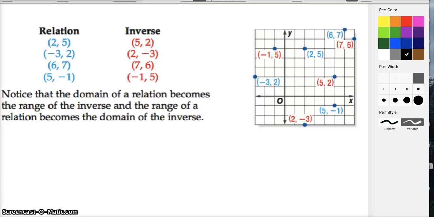So earlier we defined the idea of an inverse relation as the switching of the coordinates in a relation. So the inverse relation would be here. That's not new. But what we didn't discuss is what that looks like when we graph it. Notice the relationship between these points.